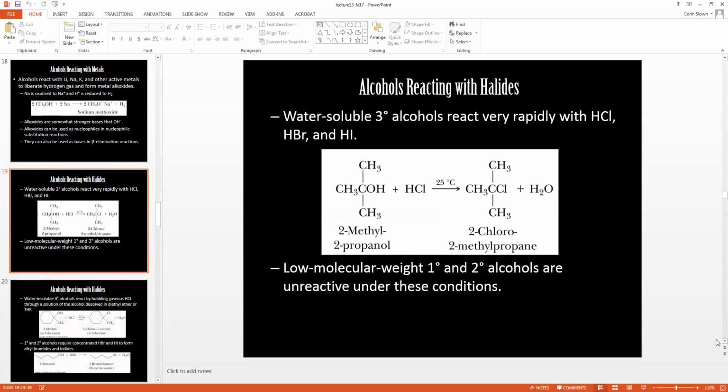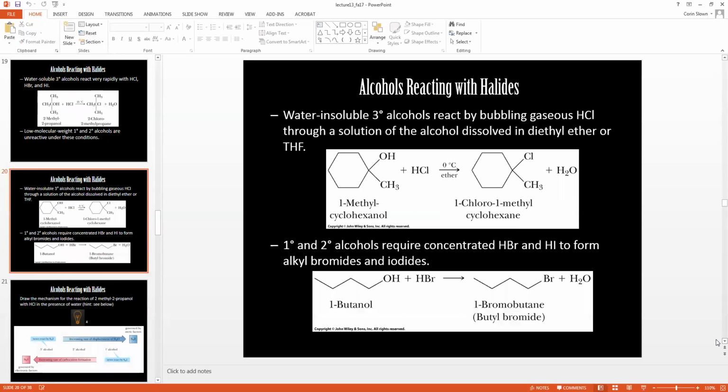Water-soluble tertiary alcohols react very rapidly with HCl, HBr, and HI. They are low molecular weight, and so if we think about primary and secondary alcohols, they're going to be relatively unreactive under these conditions. Water-insoluble tertiary alcohols tend to react by bubbling gaseous HCl through a solution of the alcohol, dissolved in diethyl ether or THF.